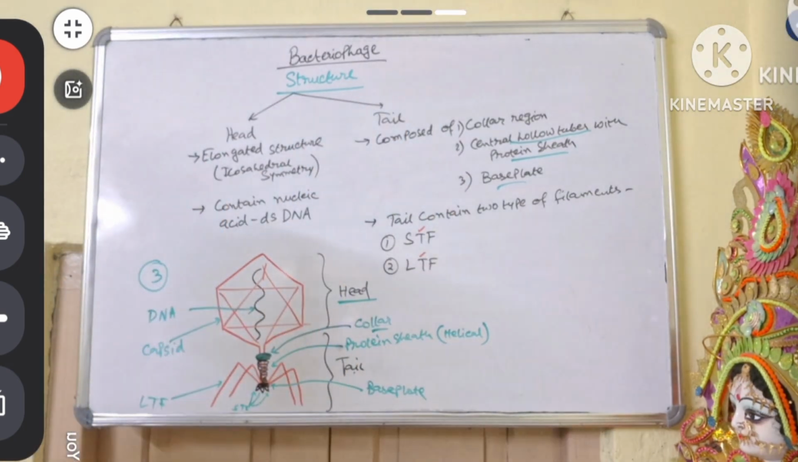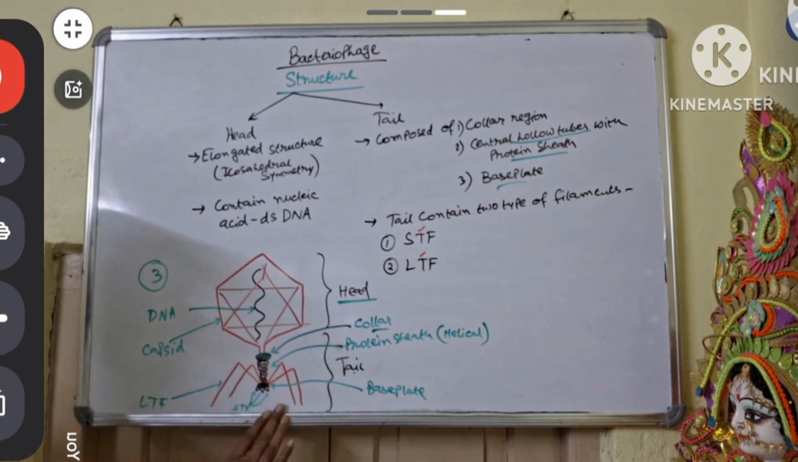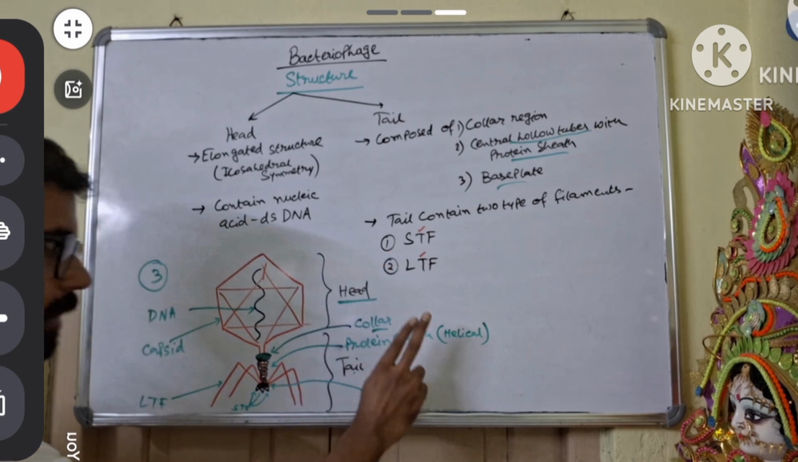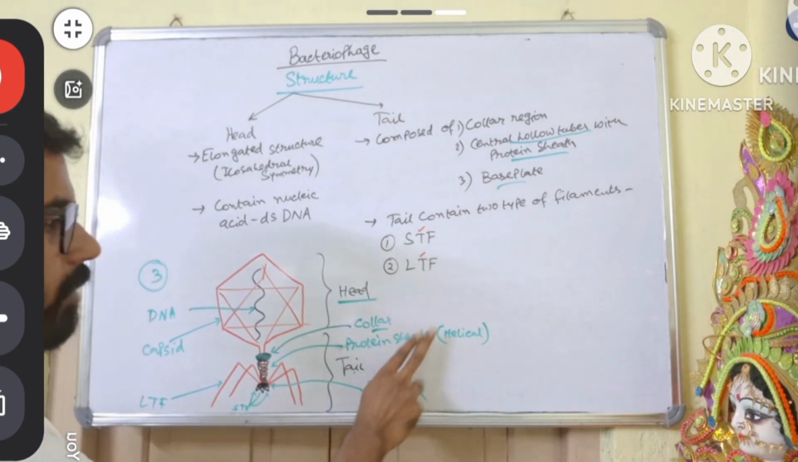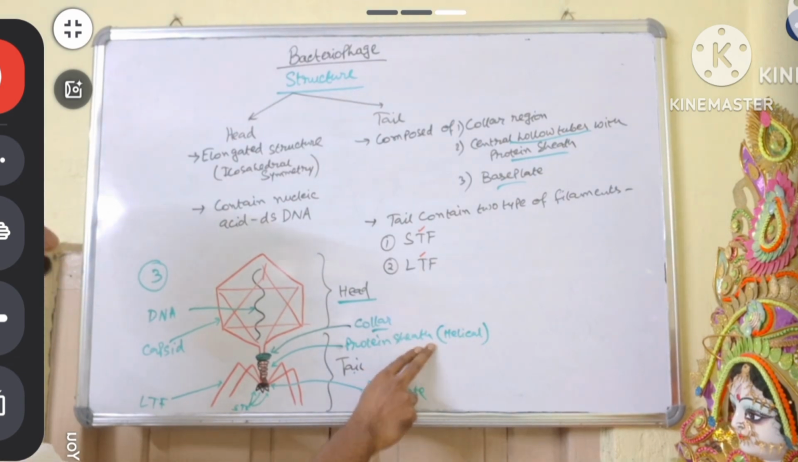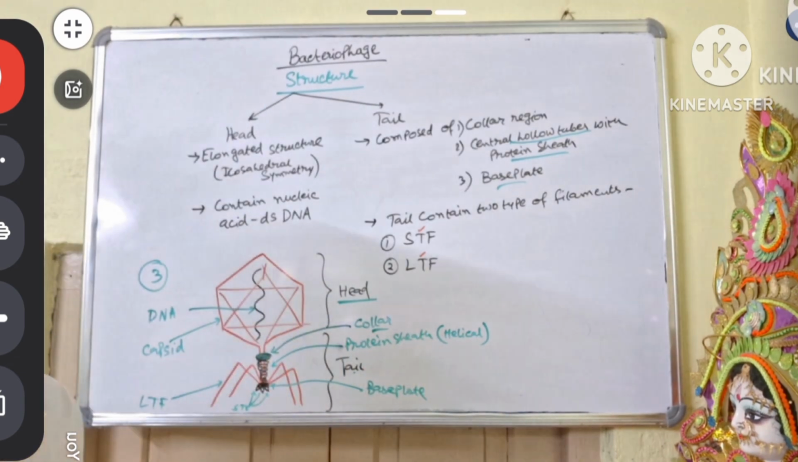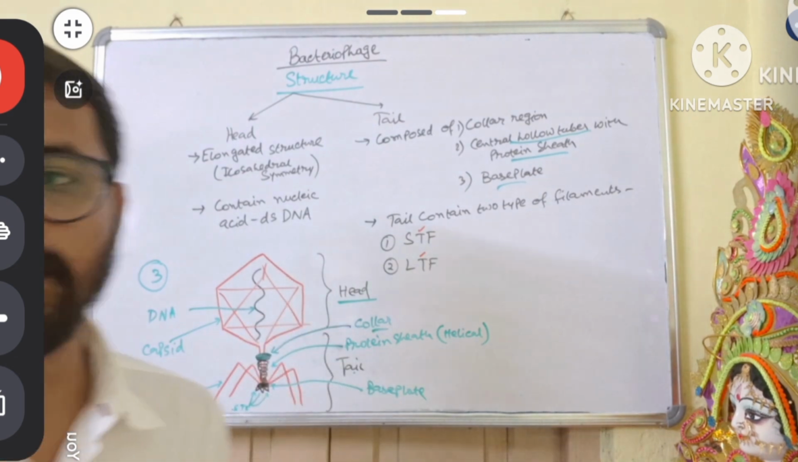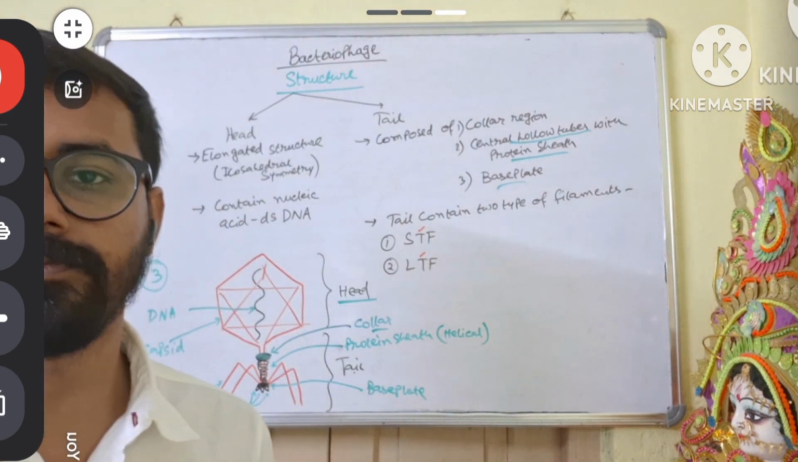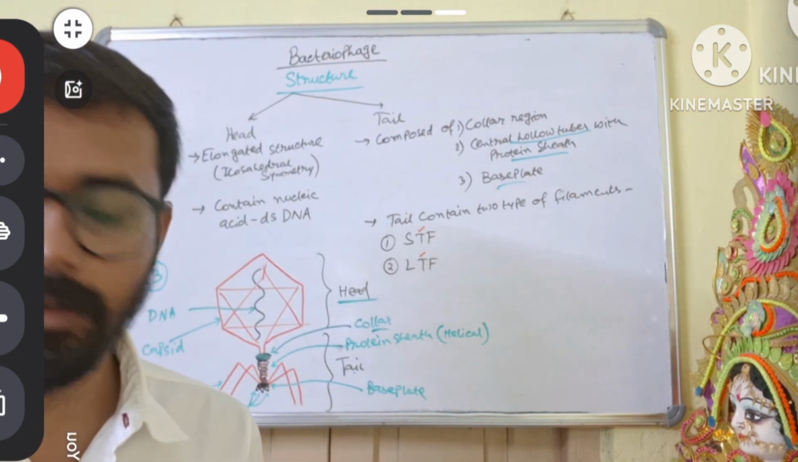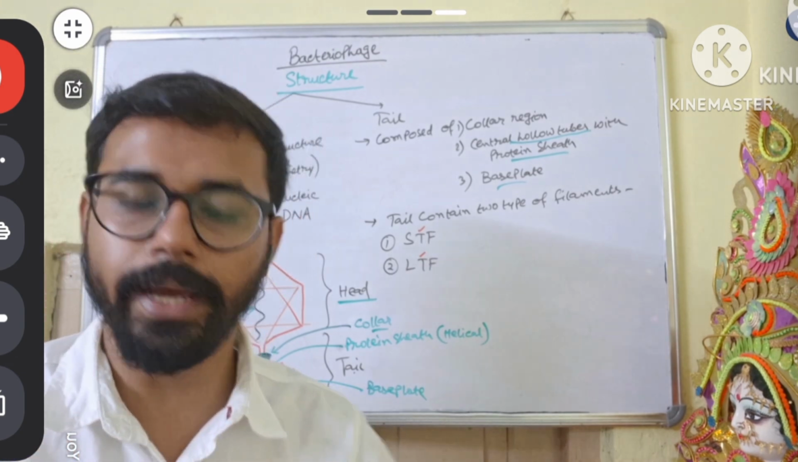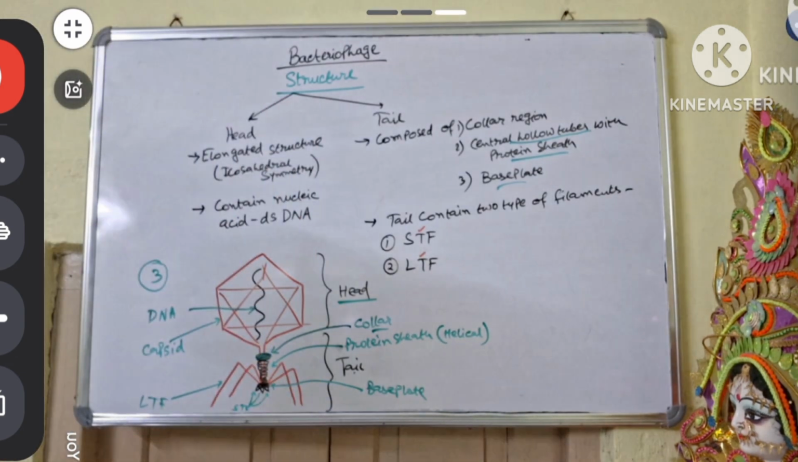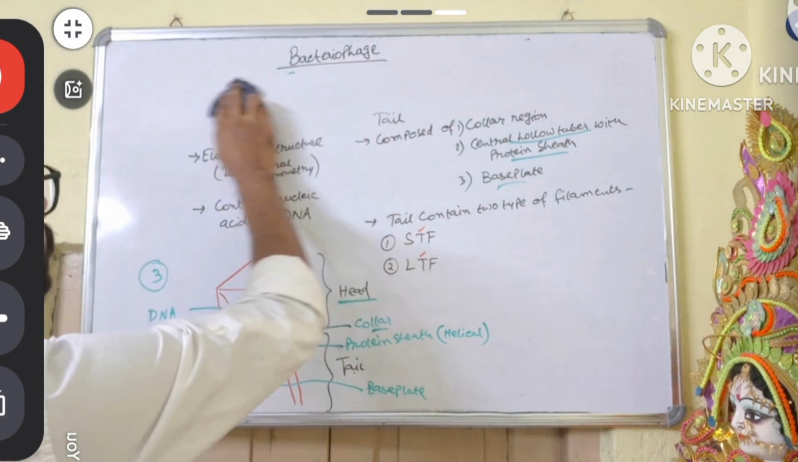By that way, the tail part is attached with the bacterial surface. This protein sheath is a contractile unit, means it can contract, and a powerful contraction occurs, and DNA is now moved from the bacteriophage head to inside the bacterial cell. Clear? So that is the infection cycle of bacteriophage. My next topic, life cycle.